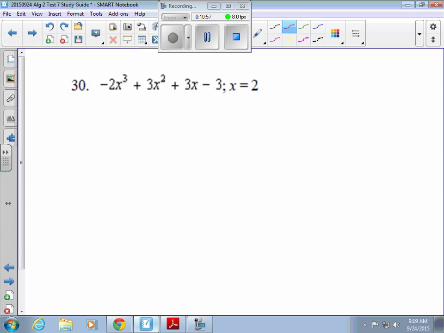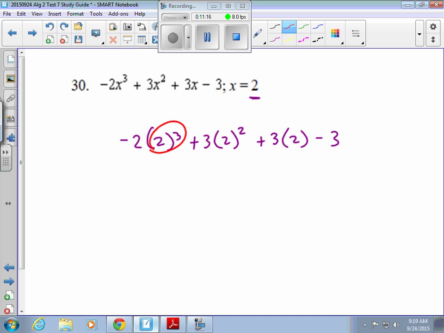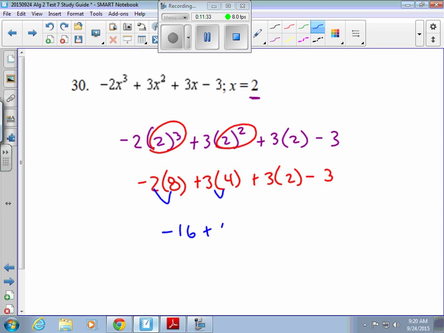Number 30, negative 2x cubed plus 3x squared plus 3x minus 3 when x is 2. Negative 2 times 2 cubed plus 3 times 2 squared plus 3 times 2 minus 3. Exponents first. 2 cubed, 2 times 2 is 4, times 2 is 8. So we have negative 2 times 8. 2 squared, 2 times 2 is 4, plus 3 times 4, plus 3 times 2 minus 3. Multiplications next. Negative 2 and 8 is negative 16. 3 and 4 is plus 12. 3 and 2 is plus 6, minus 3.